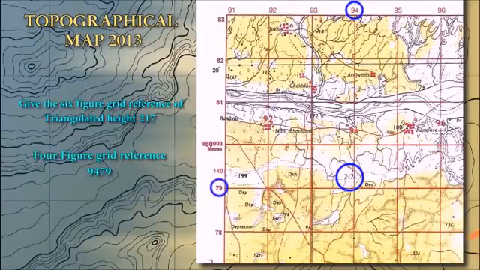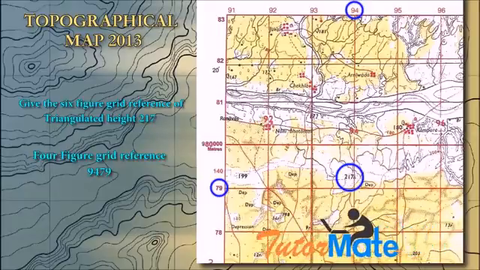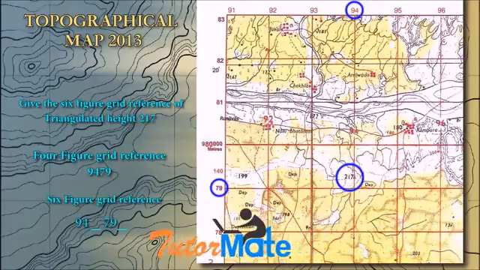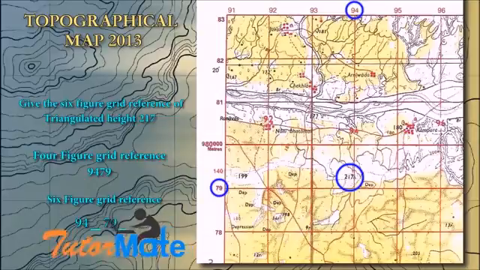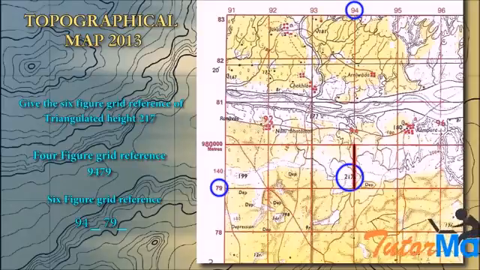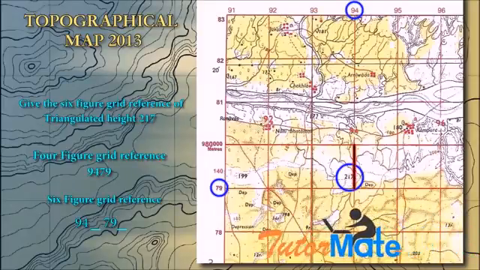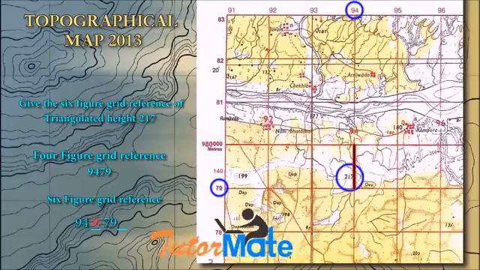So here the 4-figure grid reference is 9479. Now for the 6-figure grid reference, we have to find out the 3rd and the 6th figure. When you look at the triangulated station, it is on the line. The symbol is on the line. That's why the 3rd figure is 0.